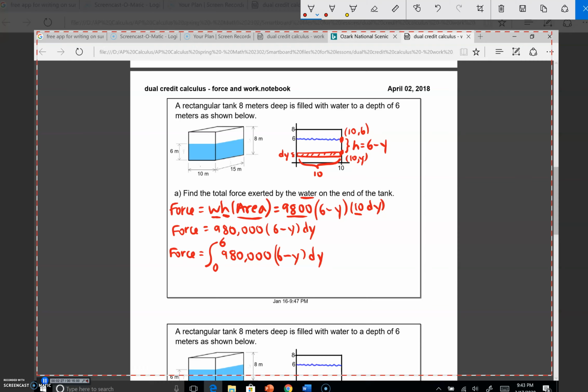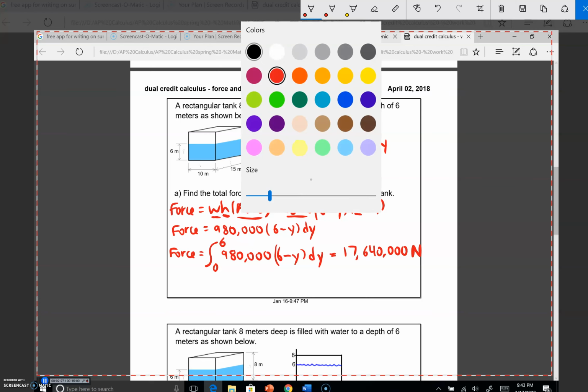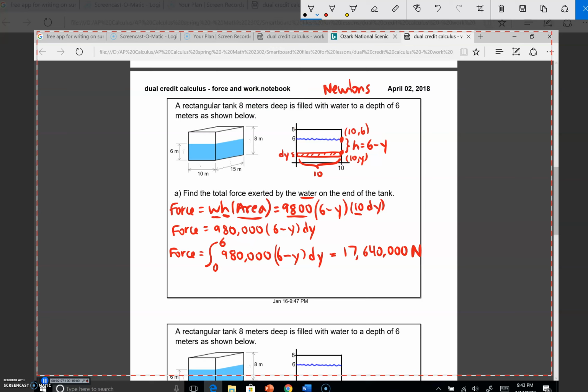All right, if you enter that on your calculator, you're going to get 17,640,000, and force is measured in newtons, which we'll just call N. Now, there's another thing you can do to check to make sure you have limits of integration right. So let me at least say this.